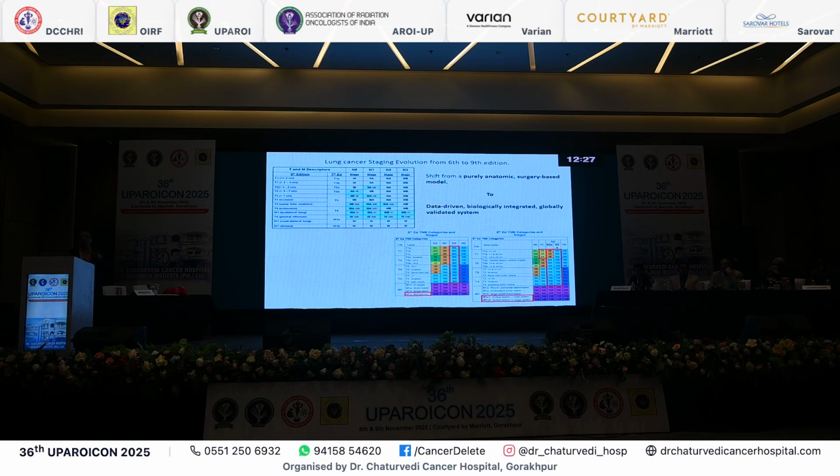Similarly, changes happened in the different editions of staging. When the 6th edition happened, we didn't have many evidences, because most of the patients were in surgical-driven cohorts. Most of the patients underwent surgery, and based on that we had only a cohort who had received surgery. But now we have a group of patients who have received either radiation, chemotherapy, or a combination of these, or surgery also. So now we have a different cohort of people. Previously, when the 6th edition happened, we had only a 5,000 patient database. Today we have a 150,000 database in the 9th edition. That is going to change the management.